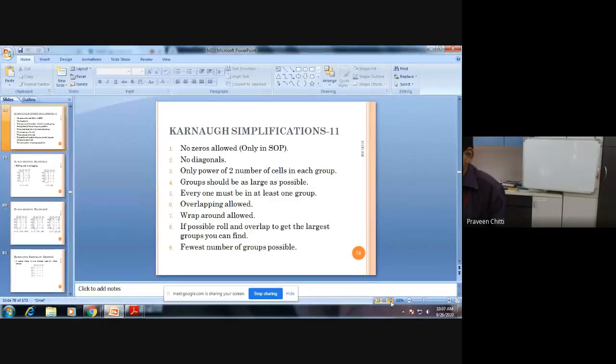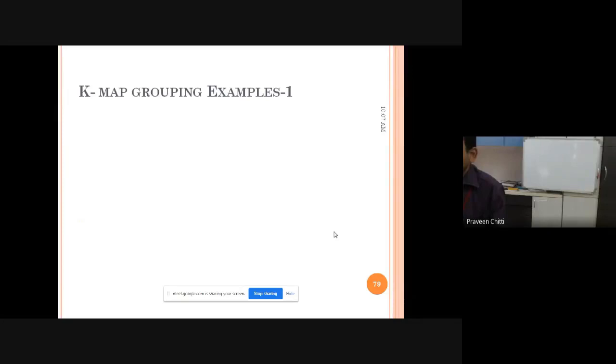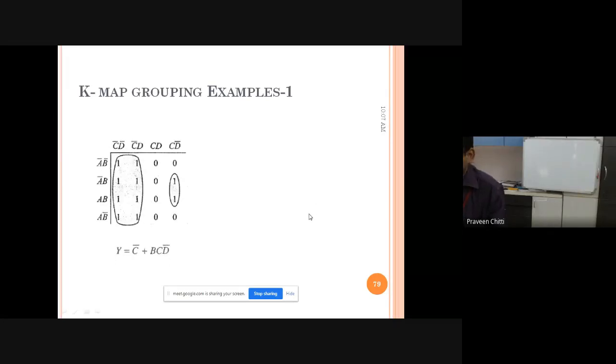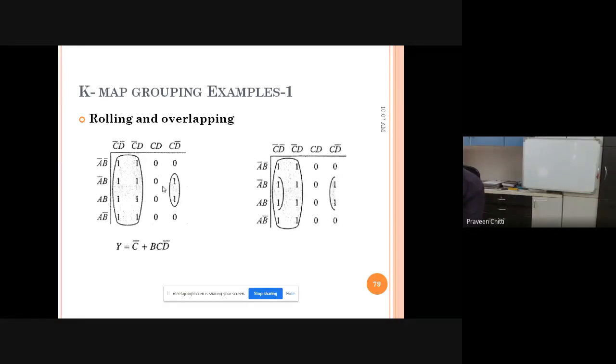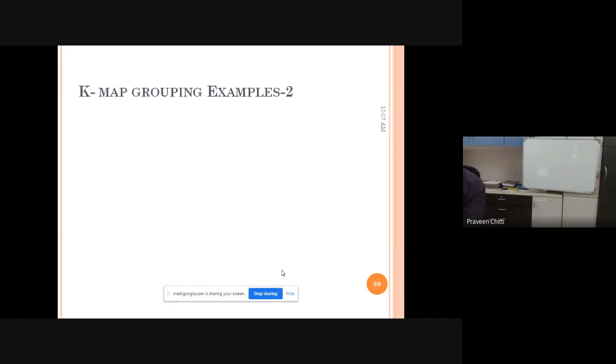And then the next ones are examples. Already we have solved so many examples. You can just have a look at it. Here actually what is done is 1 octet and 1 pair is formed. But instead of forming a pair, you can combine these two, one with this like this, and you can form a quad. That's what I am repeating again. As far as possible, you should try to form a bigger group by doing overlapping, rolling, folding, all the operations.